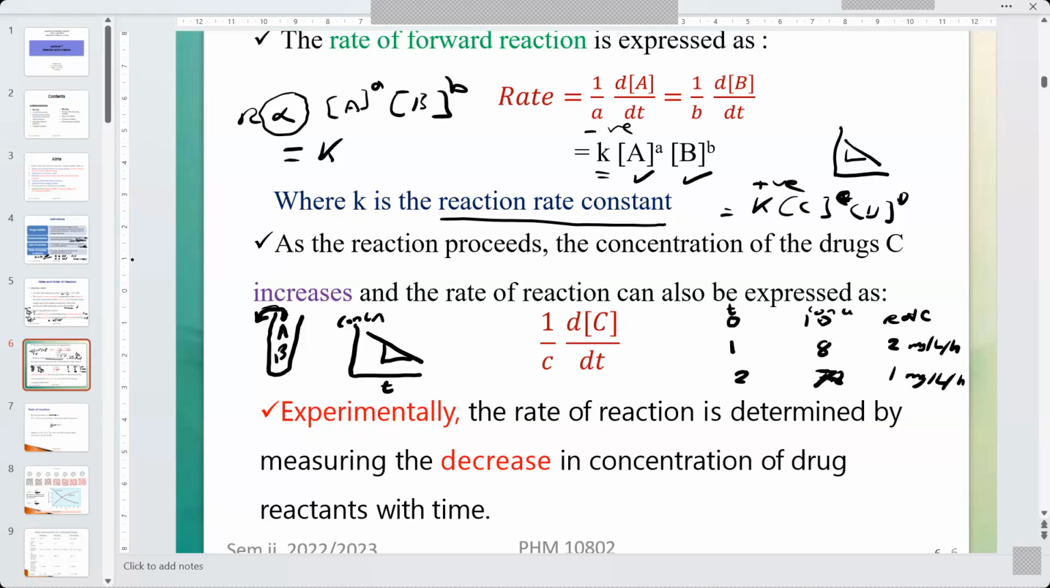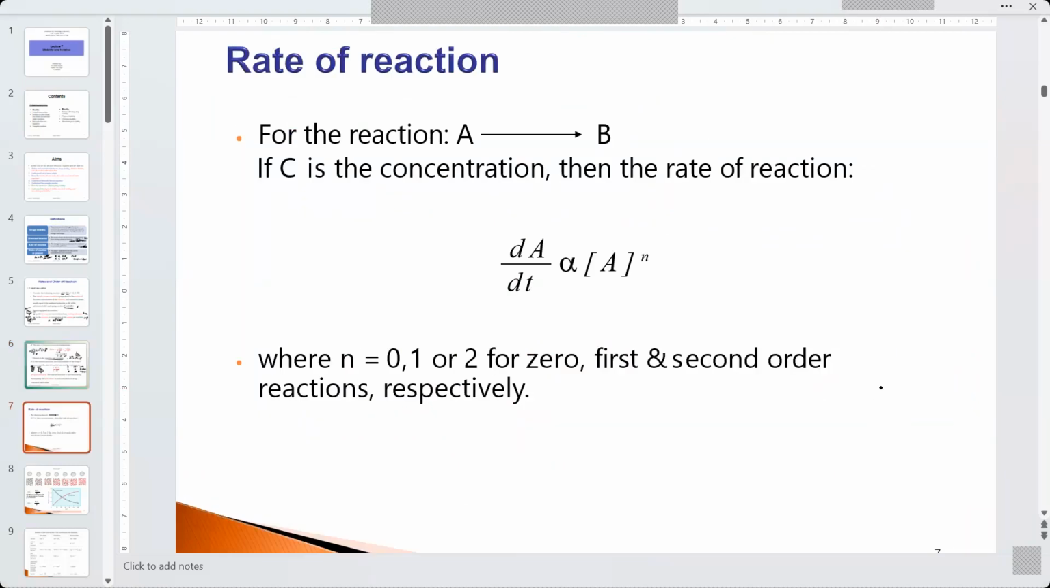If the rate of decrease in concentration is fixed, then it is zero order. If it is changing, like here, not the same amount every time interval, then it follows a higher order, maybe first, maybe second order, and so on. Okay?